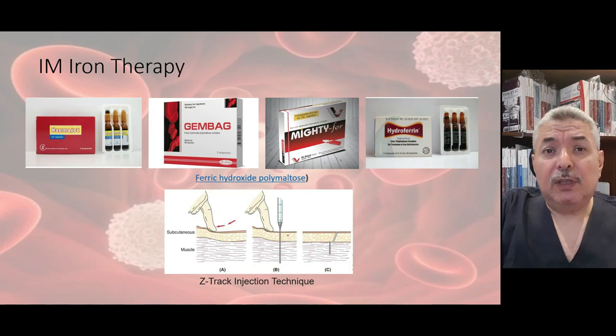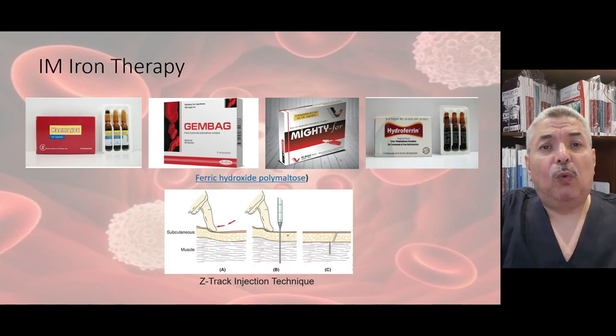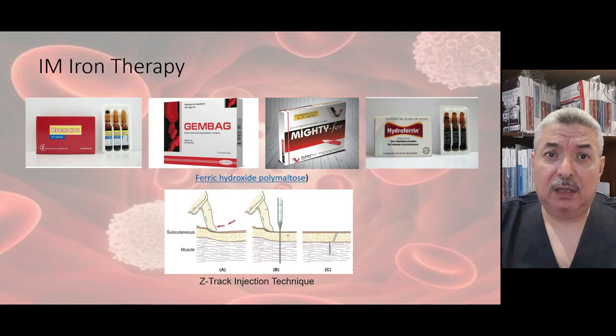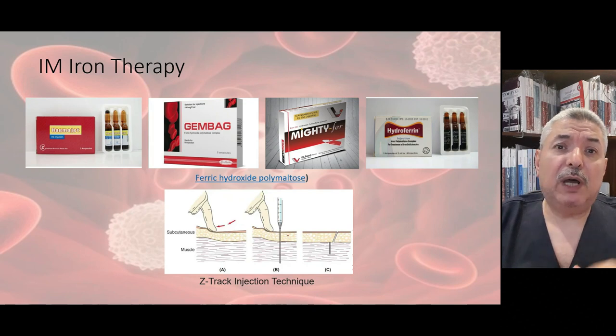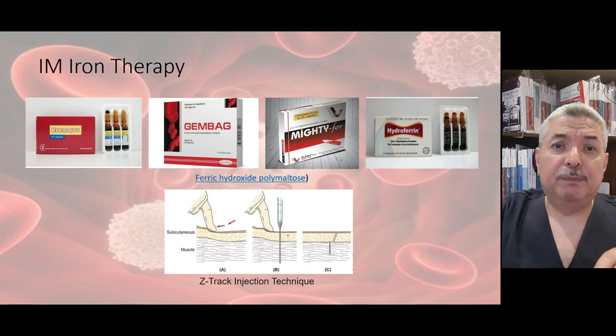And the way we give it is that we calculate the total dose that the patient needs, we divide it by 4, and we give 4 equal, nearly equal doses 1 week apart. So intramuscular iron is there to be used as well. But the popular one is the intravenous iron, especially after the introduction of iron carboxymaltose and the recent highly stable forms of iron.